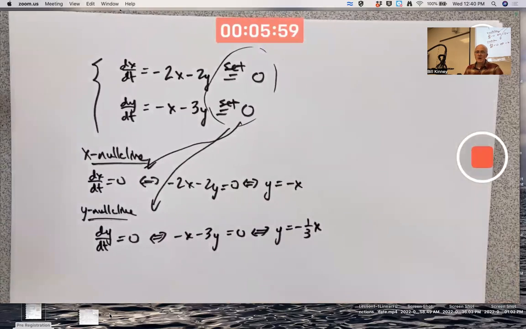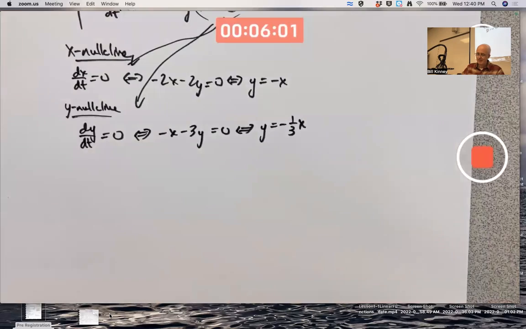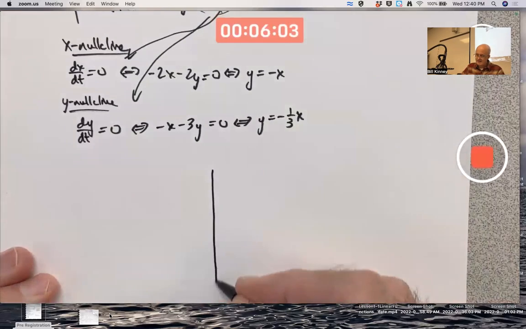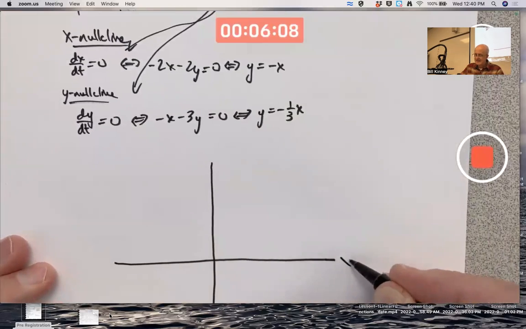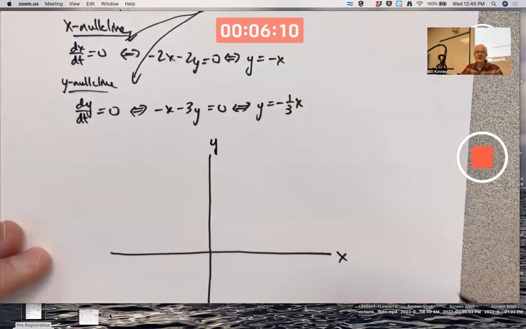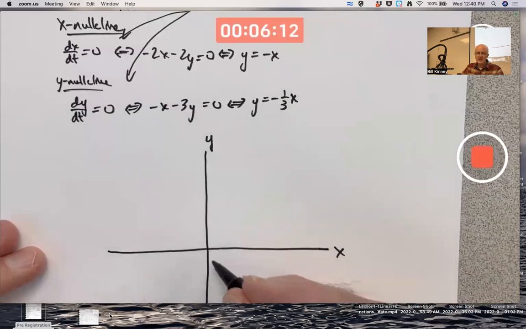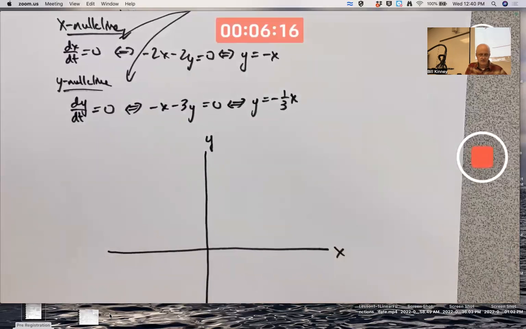So now we have two lines in the plane. Here's our xy plane. Make it kind of big. X there, y there. One of which has a slope of negative 1 and one which has a slope of negative 1/3. Let me make them in different colors.